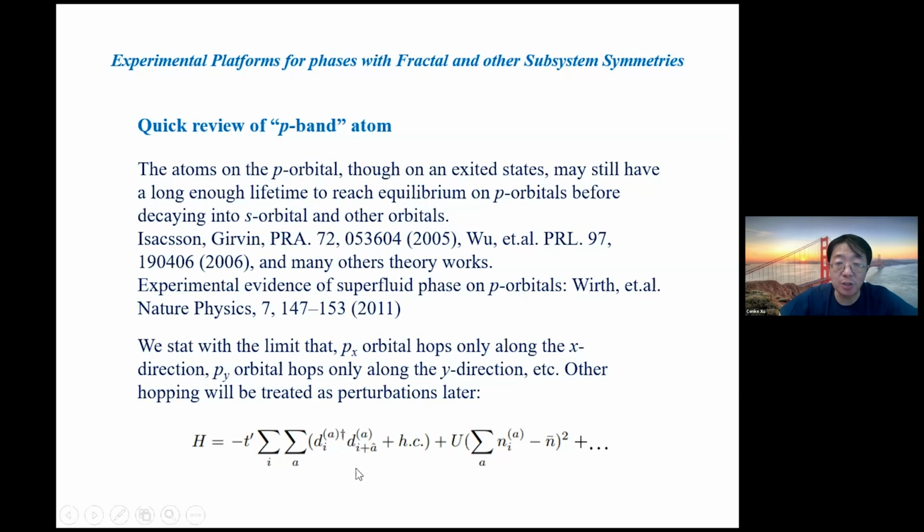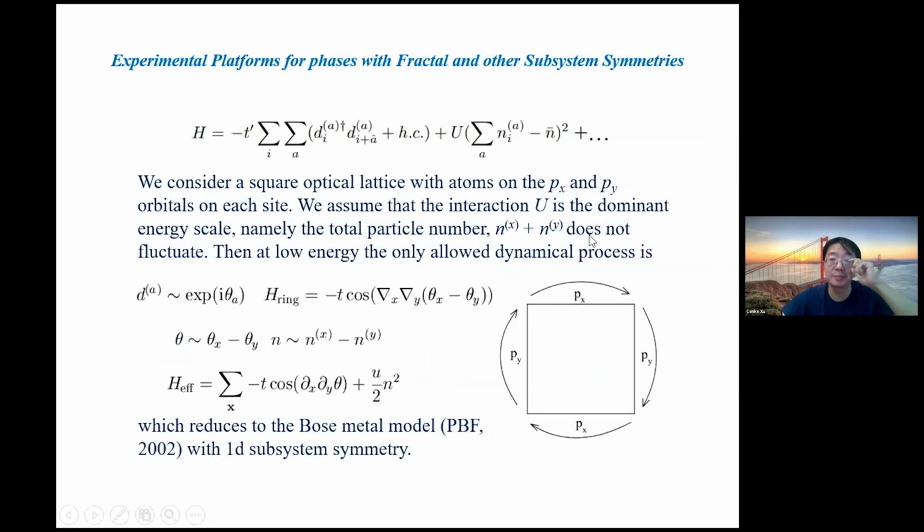This is the Hamiltonian we start with. The d is the operator for the p-band cold atom. We can see that dx only hops along the x direction, and dy only hops along the y direction. And then there's an interaction, the Hubbard term, which can come from the s-wave scattering between all the atoms.